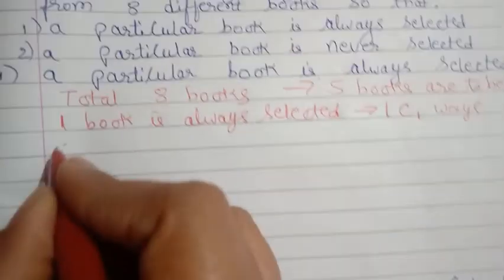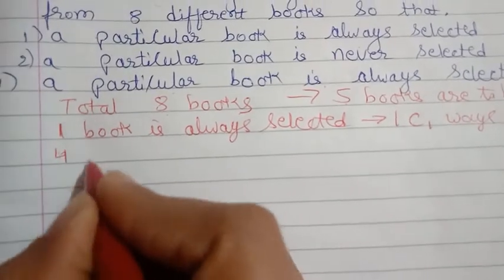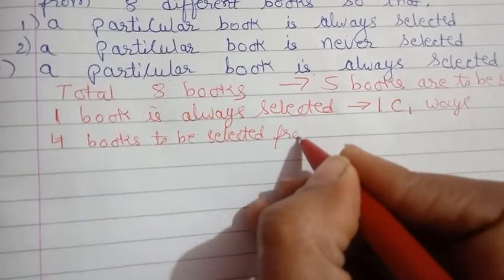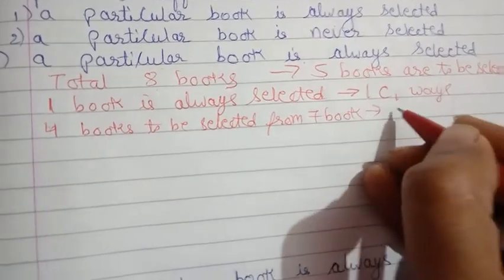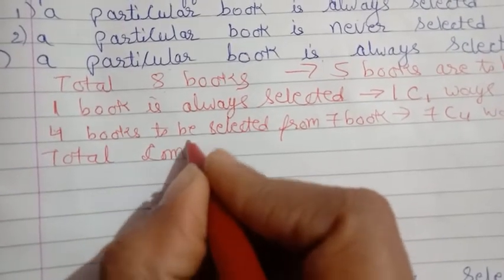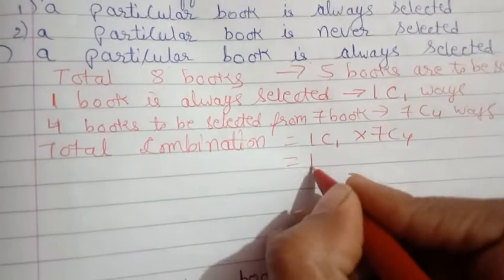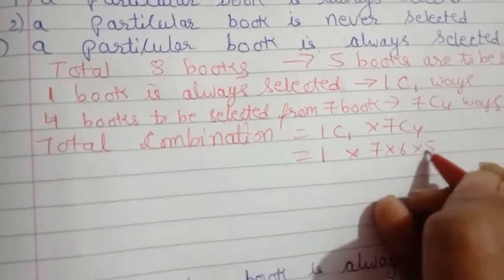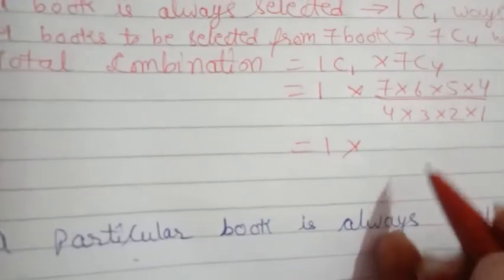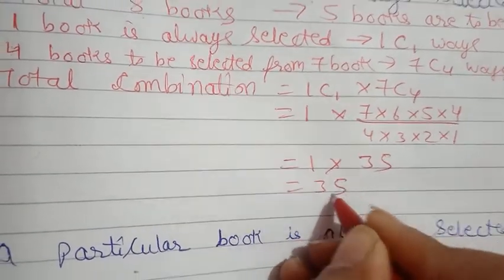So from remaining 7 books, how many books are to be selected? 4. So 4 books are to be selected from 7 books. So that can be done in 7C4 ways. So total combination is equal to 1C1 into 7C4. Now 1C1 is equal to 1. This will solve. So 7 into 6 into 5 into 4 upon 4 into 3 into 2 into 1. So here it will come 35. So that can be done in total 35 ways.